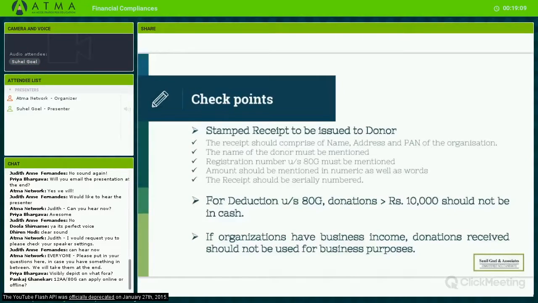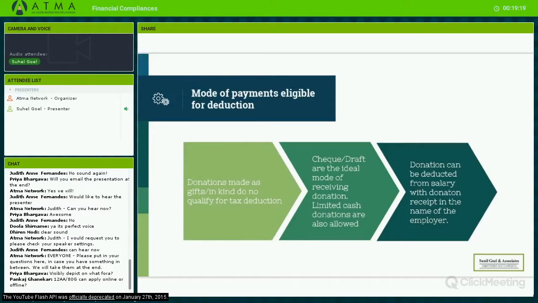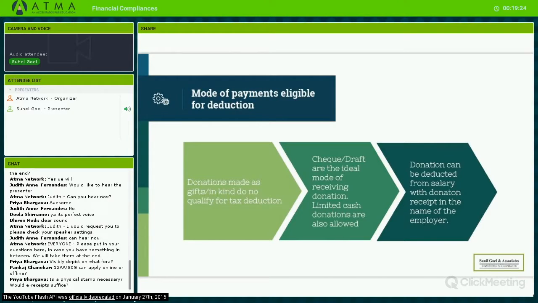In order for the donor to get proper exemption, any donations of more than 10,000 rupees should not be in cash. Also, donations which are in the nature of gifts or in kind normally do not qualify for tax reduction, and therefore we normally recommend to keep a clean track record and accept large donations through cheques or drafts, so that there is a clear trail available in terms of the source of the donations, and also keep with you the personal details of those people and the PAN number, so that in case of any scrutiny, you can always produce those documents before the authorities.